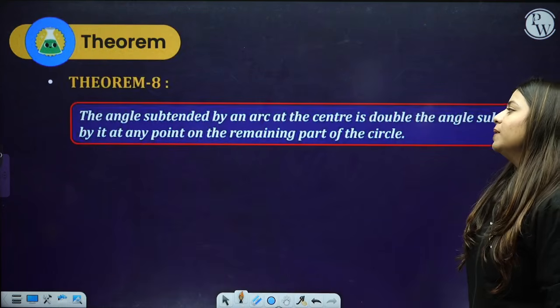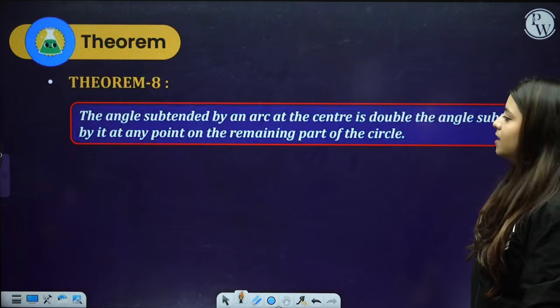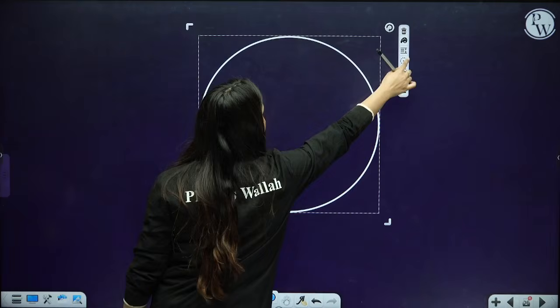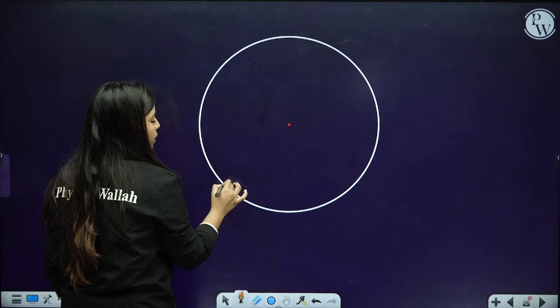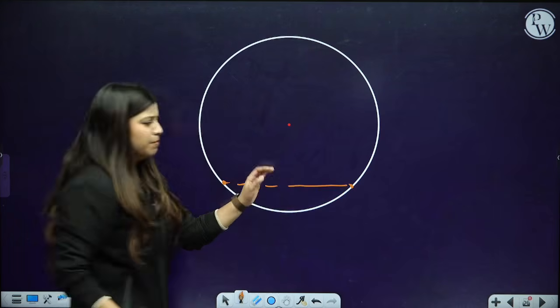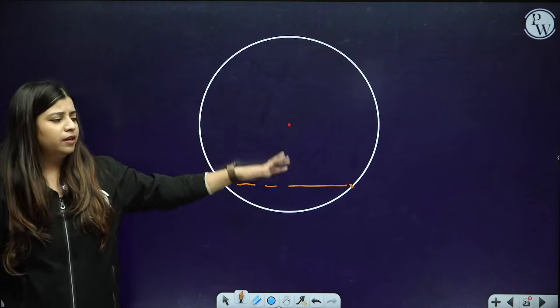The angle subtended by an arc at the center is double the angle subtended by it at any point in the remaining part of the circle. Now, what does this mean? Let's understand. We have a circle. As I have already told you, this is an arc and if I imaginarily join it, they are basically segments only, right? The minor one, the major one.